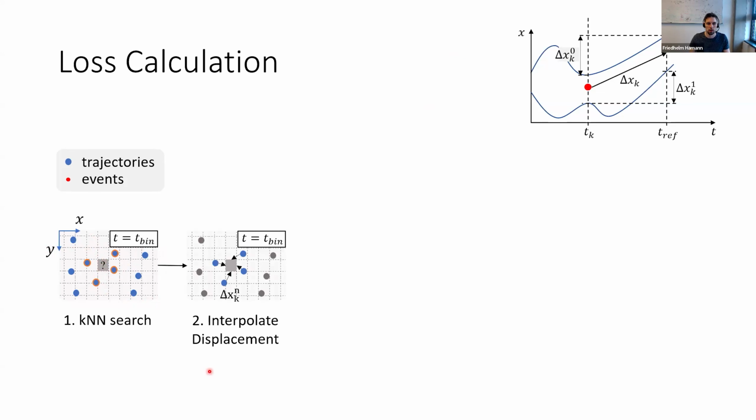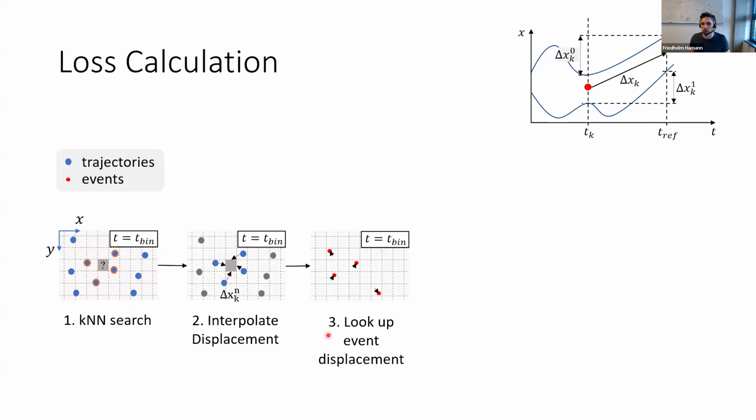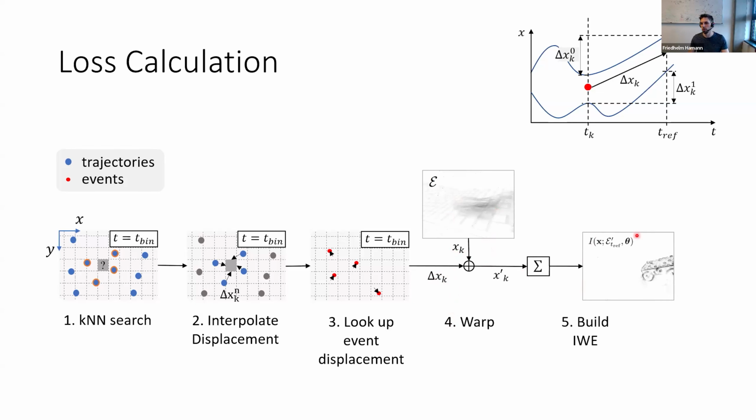And then in the next step, we interpolate the displacement from the k closest trajectories for each entry. At that point, we have built the lookup table, and we can simply look up the per event displacement. And afterwards, we use the same step like in previous contrast maximization based approaches. The calculated displacement is added to each event. We see here the raw events, and then the warped events are added up to build an image of warped events where we use the sharpness. Specifically, we use the gradient magnitude as a loss.